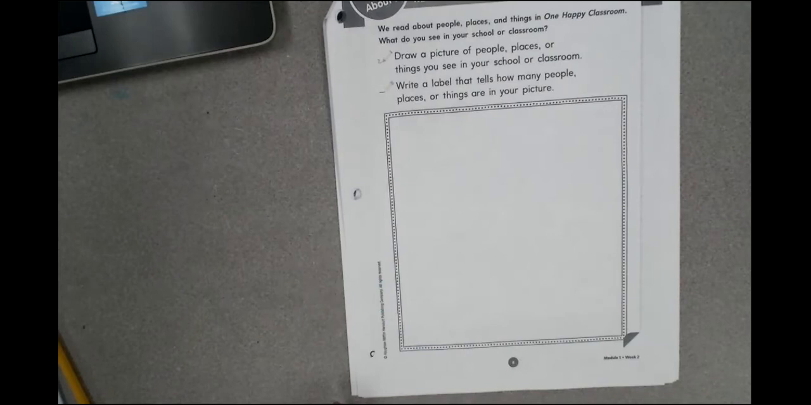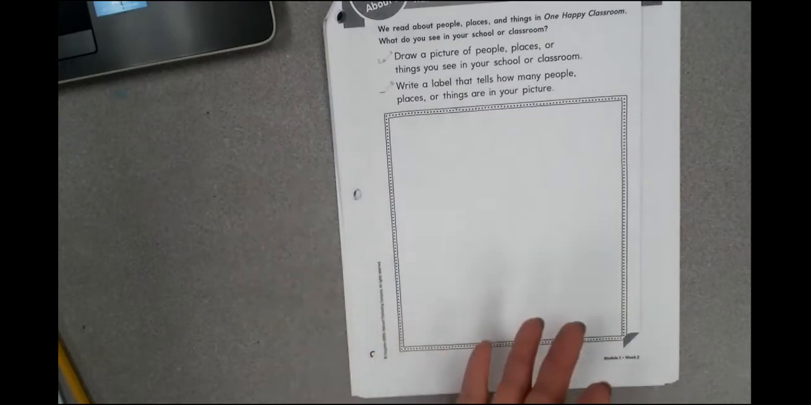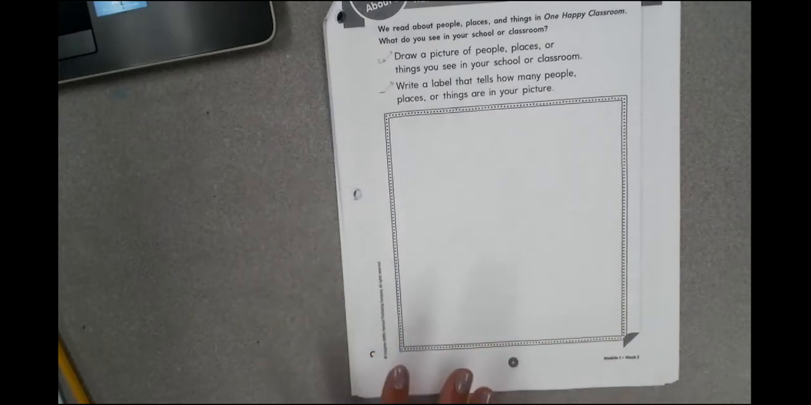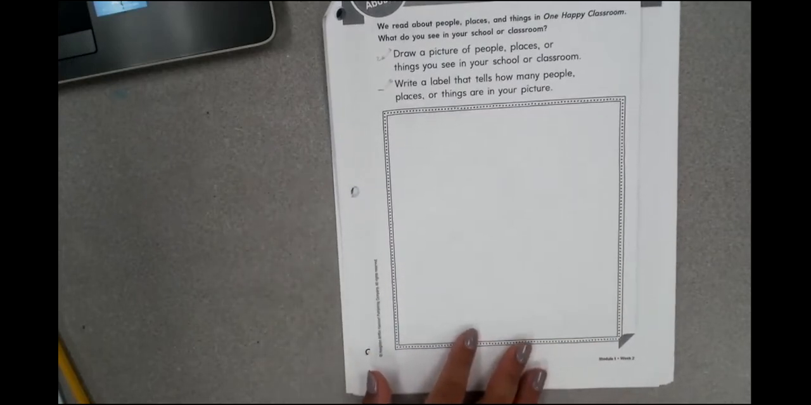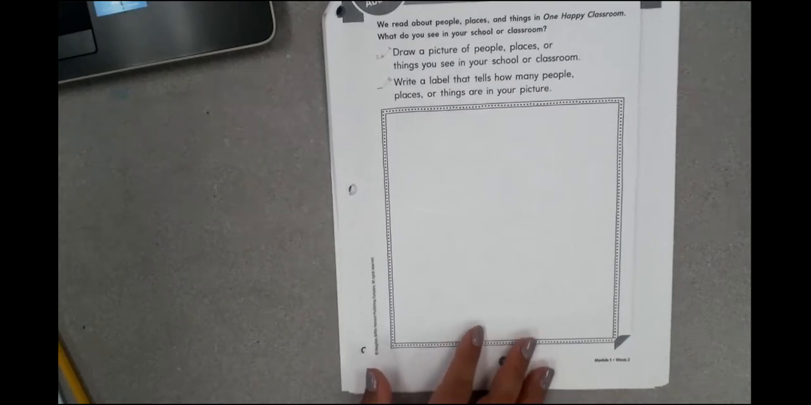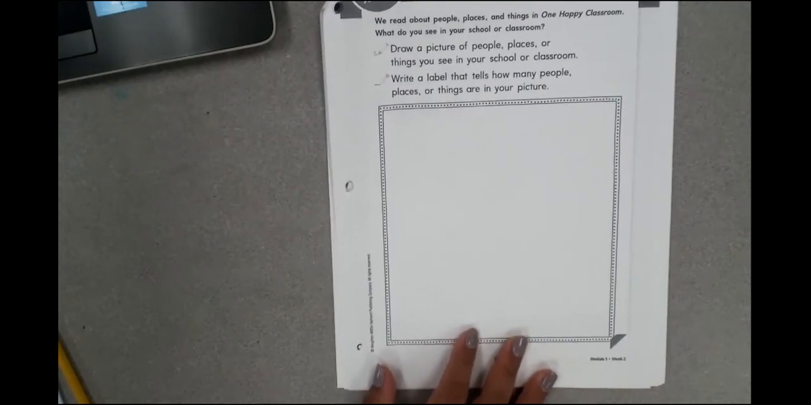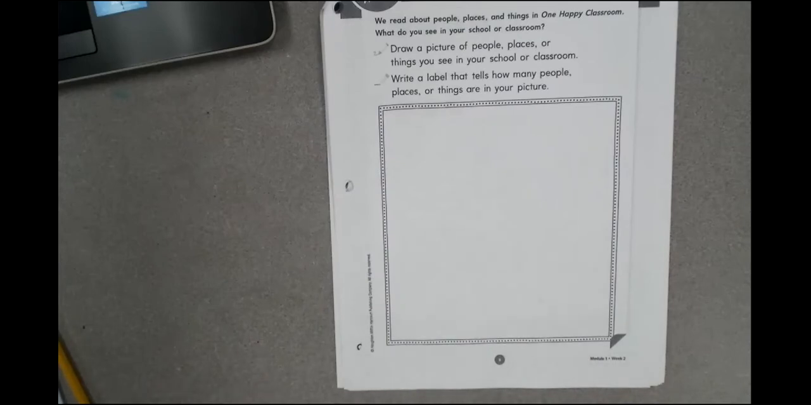So we're going to write to tell about maybe people in our house because we are not in school. Maybe things you see around your house. How many things do you see around the house? You can use your school supplies too if you want to connect that to school to make it more like the One Happy Classroom story.